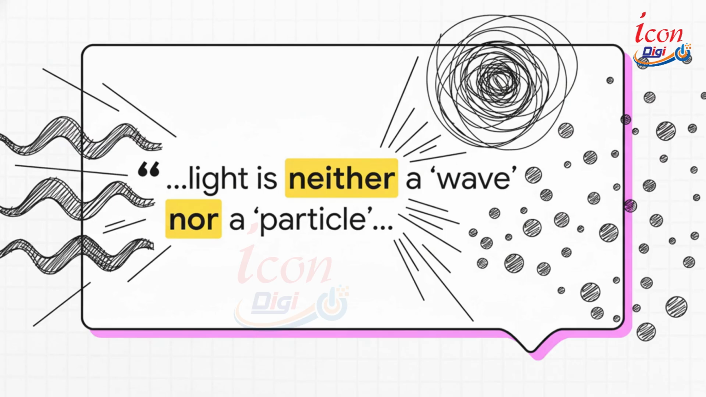For ages, scientists argued, is light a wave like a ripple in a pond? Because sometimes it acts exactly like that. Or is it a particle like a tiny little bullet? Because other times it acts like that too. So which one is it? Wave or particle? And the answer from modern quantum physics is neither and also both. It's this bizarre quantum thing that refuses to be put in a box. It's not a wave, it's not a particle, it's just light.